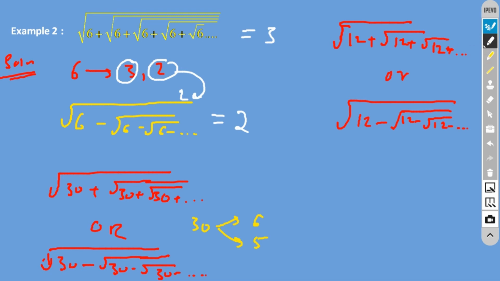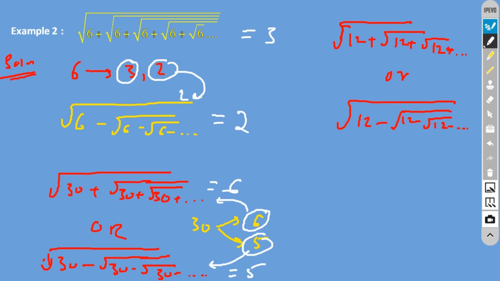In the first question, the sign is positive. In the second, the sign is negative. So the bigger number will be the answer for the positive one, and the smaller number will be the answer for the negative. Got it? So the answer of root 30 plus root 30 plus root 30 is 6. And root 30 minus root 30 minus root 30 would be 5. I hope you got the answer.